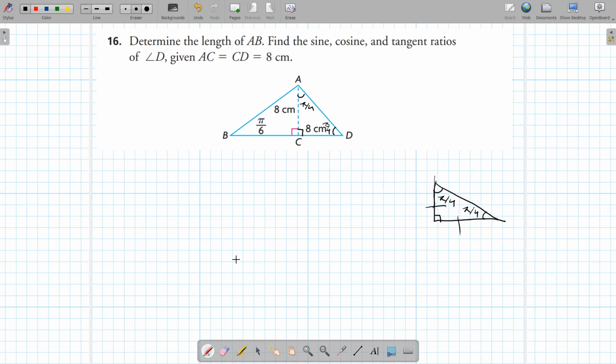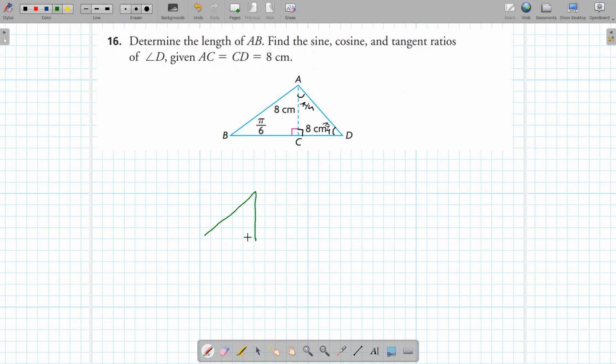And that's a property of an isosceles right angle triangle. Both the angles are 45 degrees each, or pi over 4 radians. Okay, I have to remember that. All right, and from here it's very simple. So let's look at finding AB first.